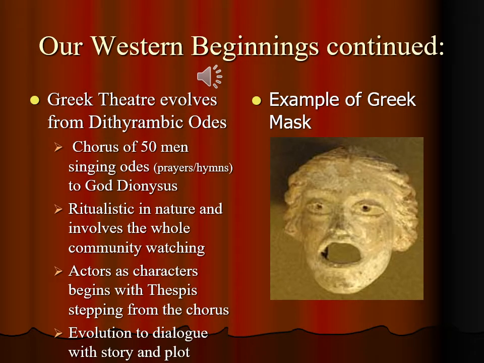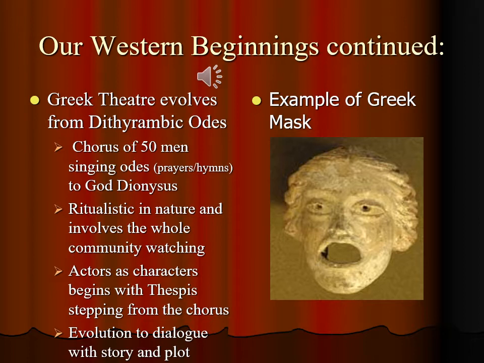So the Greek theater starts with a ritual called dithyrambic odes. Odes are like prayers, hymns, chants. They're to the god Dionysus. These odes were, again, very ritualistic in nature. There were 50 men. They would be considered priests. They would encircle an altar. On this altar, they would burn sacrifices, incense, etc. And as they're burning, they're chanting.